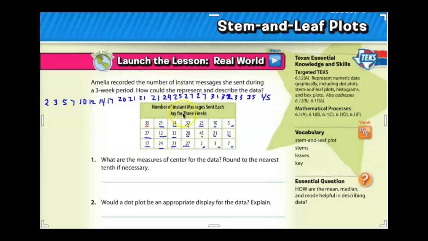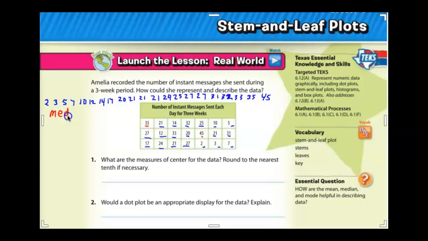I'm going to double check by, first off, verifying how many points I have. So 3 rows of 7 is 21. So there should be 21 numbers in this list. 1, 2, 3, 4, 5, 6, 7, 8, 9, 10, 11, 12, 13, 14, 15, 16, 17, 18, 19, 20, 21. Okay, good.